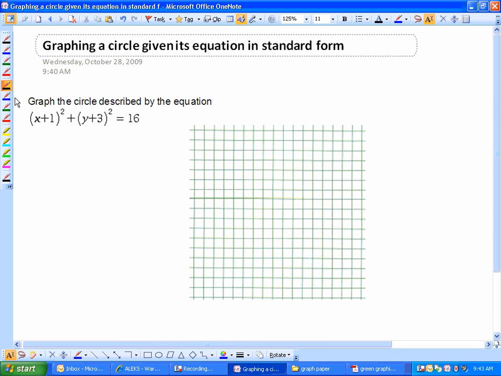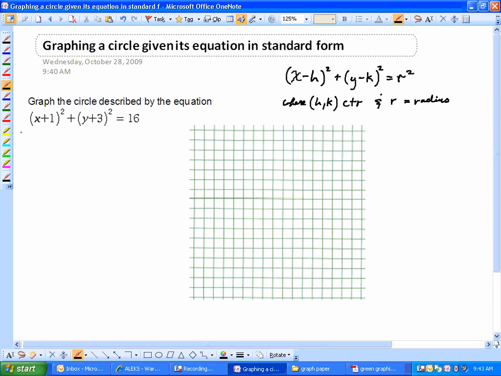Basically, anytime you have an equation that can be written in this form, (x minus h) squared plus (y minus k) squared equals r squared, that will graph as a circle where (h, k) is the center and r is the radius.